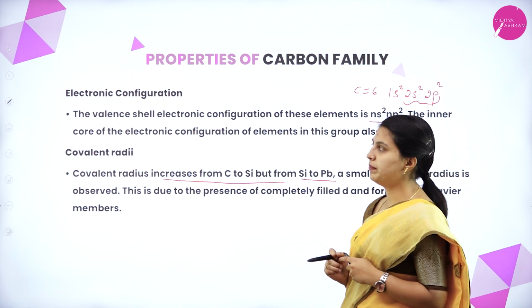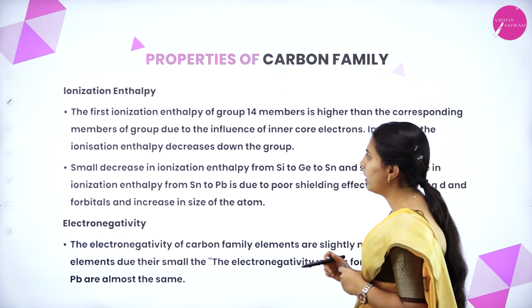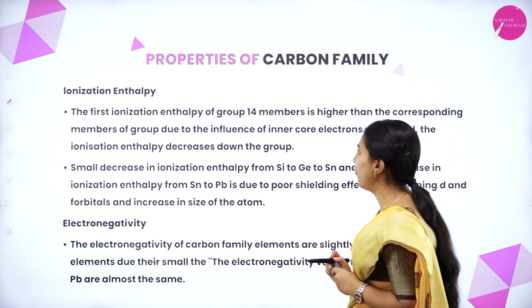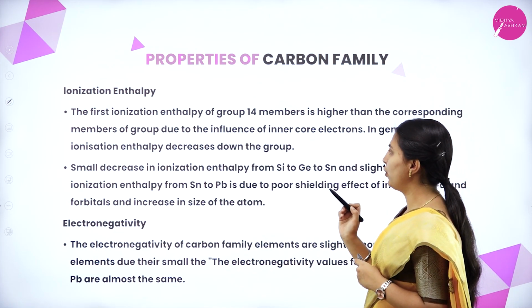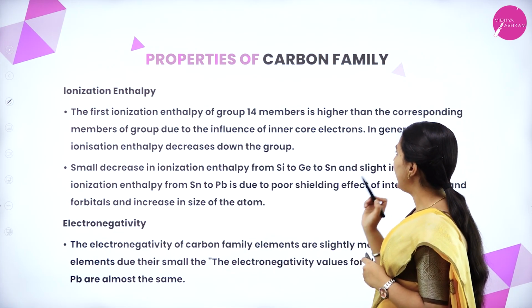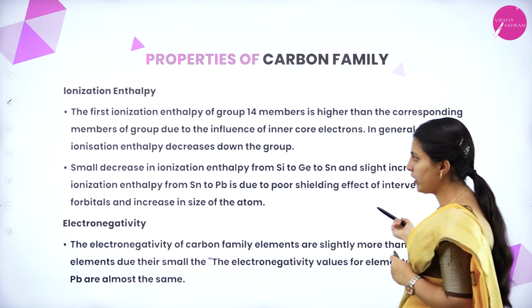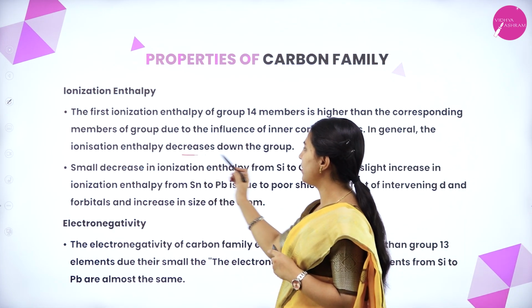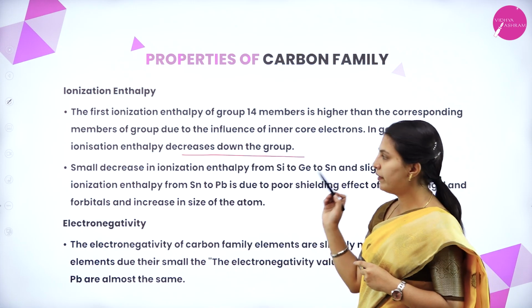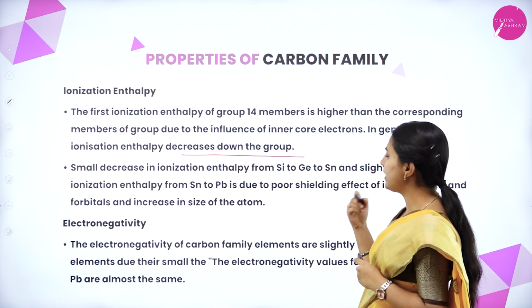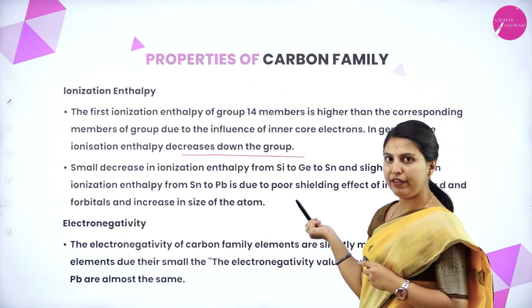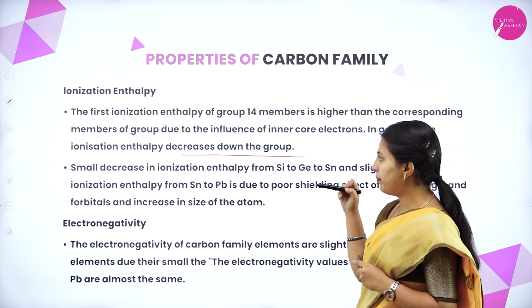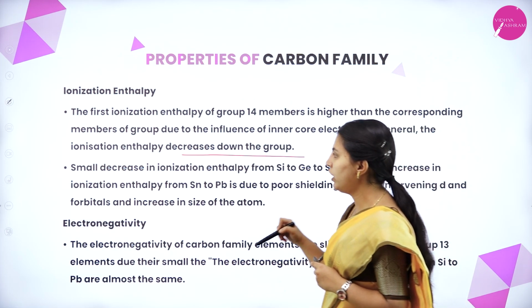Next, ionization enthalpy. The first ionization enthalpy of group 14 members is higher than the corresponding members of group 13 due to the influence of inner core electrons. In general, the ionization enthalpies decrease down the group. The first ionization enthalpy of group 14 is higher because of the influence of inner core d and f electrons. The ionization enthalpy decreases down the group.